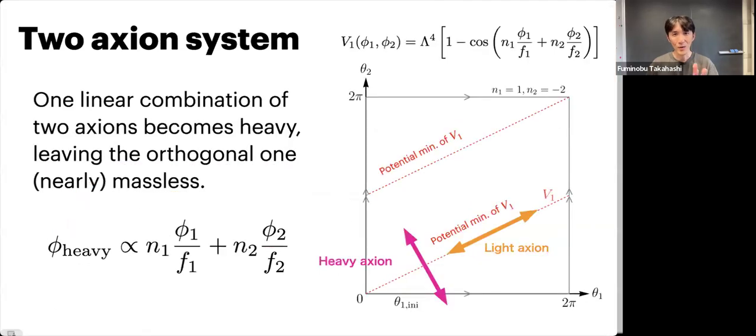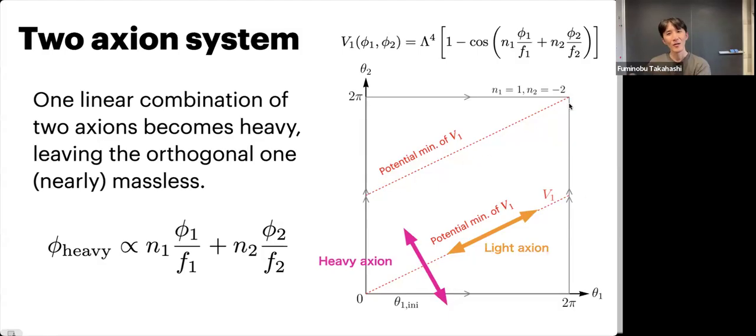And let me consider the case with the V1 potential. This is what I said basically. Here we have theta1 and theta2, and they are both 2 pi periodic. It means that the vertical lines and these horizontal lines are identified with each other. In the case of N1 equals 1 and N2 equals -2, the V1 potential is minimized along the red dashed line. So there's a flat direction along this red dotted line.